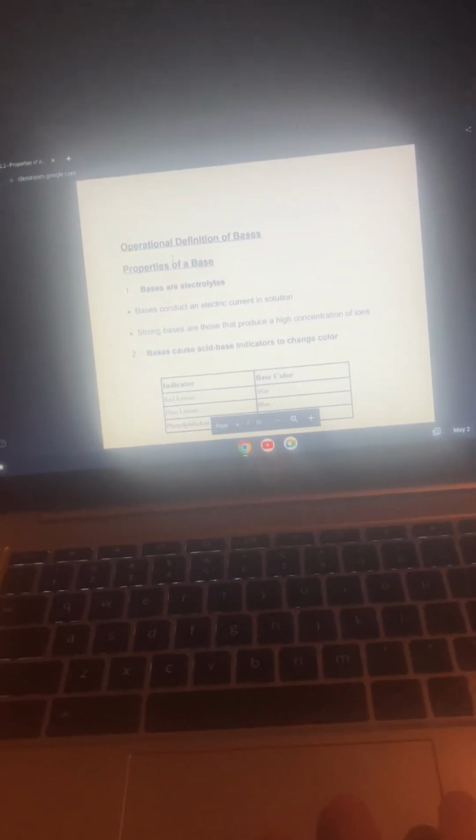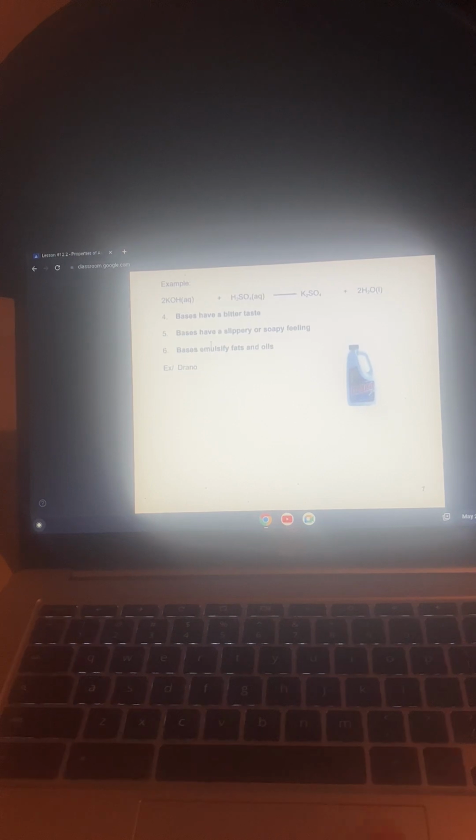Now, bases are electrolytes. Strong bases have a higher concentration of ions. Litmus will turn blue. Phenolphthalein will turn pink. Bases neutralize acids in a double replacement that produces a salt and water. They have a bitter taste. They have a slippery, soapy feeling, and they emulsify fats and oils.